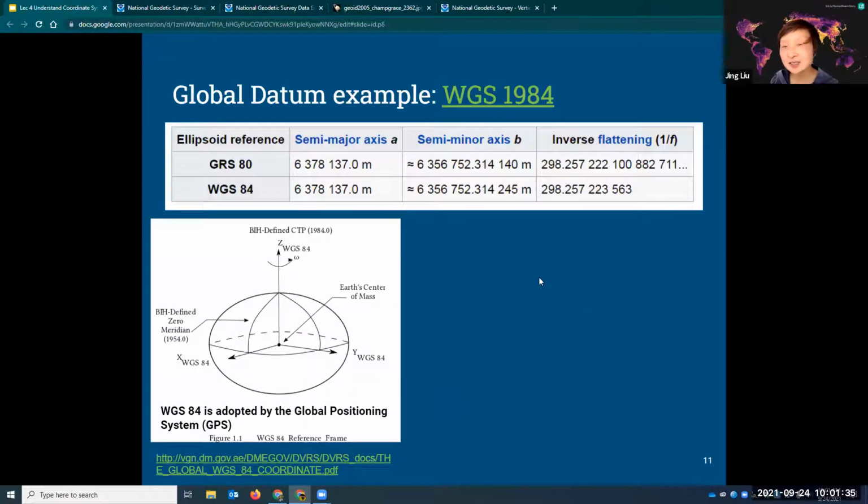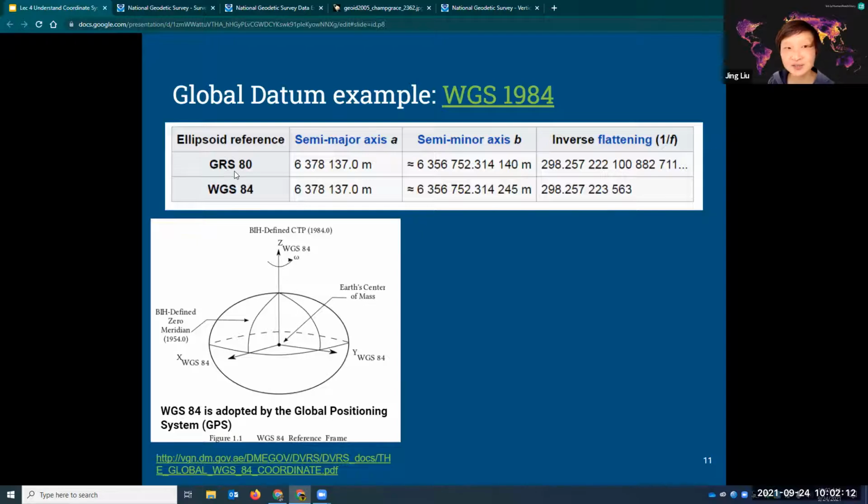Okay, so let me give you a few examples about global datum and local datum. This one is the most commonly used global datum, WGS 1984. Remember GPS, you said. From another angle, if you download data and people say it's from GPS, well, you immediately know the reference datum, the ellipsoid, is actually WGS 1984. And you can see here, this is the ellipsoid reference of WGS 1984.